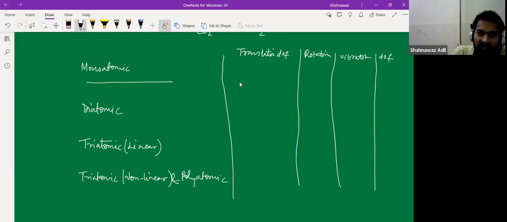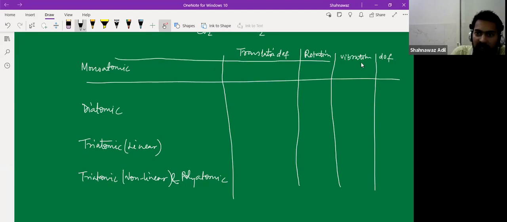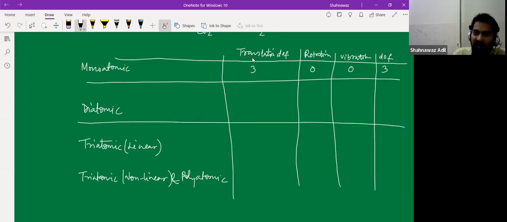So for monoatomic gas, how many translation degrees of freedom can you have? In the x direction, y direction, z direction. Rotation is 0, vibration is 0 for low temperature, right? So total is 3 for monoatomic gas. For diatomic gas, you have translation degrees of freedom 3, as always. Rotation, let's say this is the diatomic gas. You can move it in this way or in this way, right? You cannot move it in this way. So only 2 rotations, and vibration is 0 at low temperature. So 5 degrees of freedom.